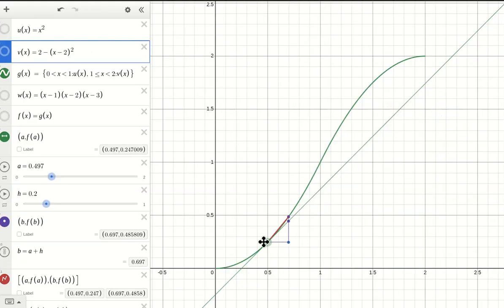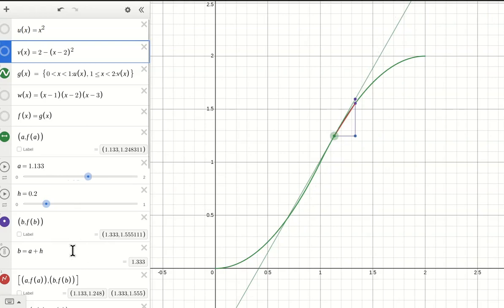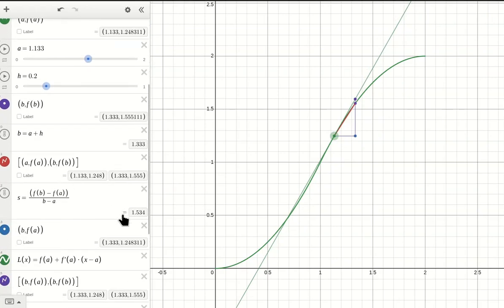If we go back to this one here, this is nice because I can just drag this around, and it's actually computing the slope at each point.